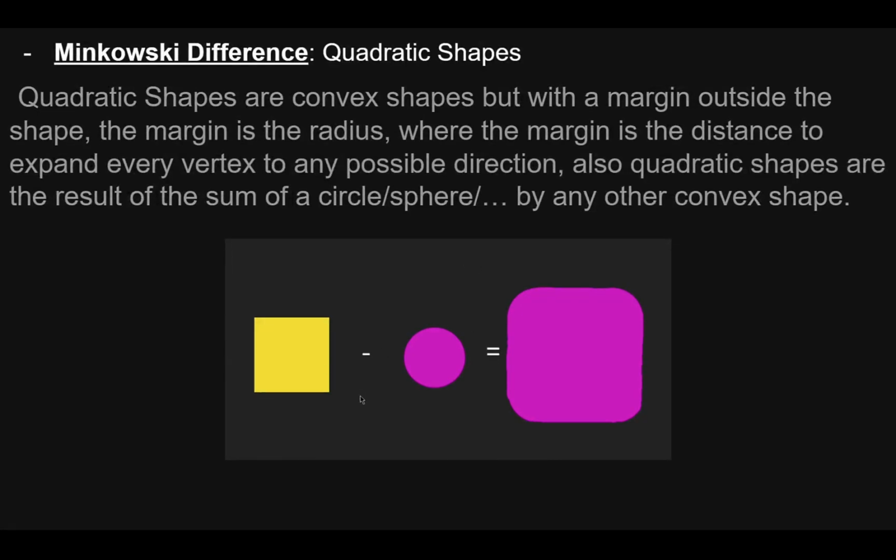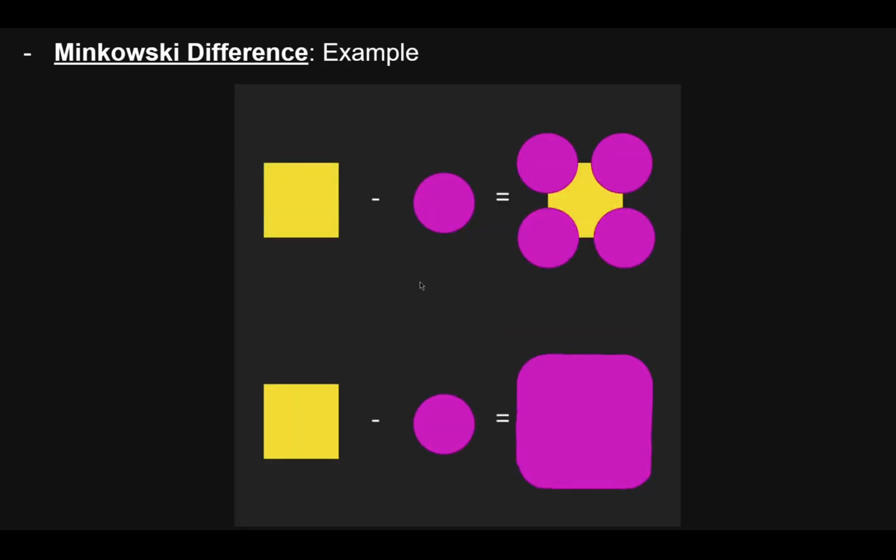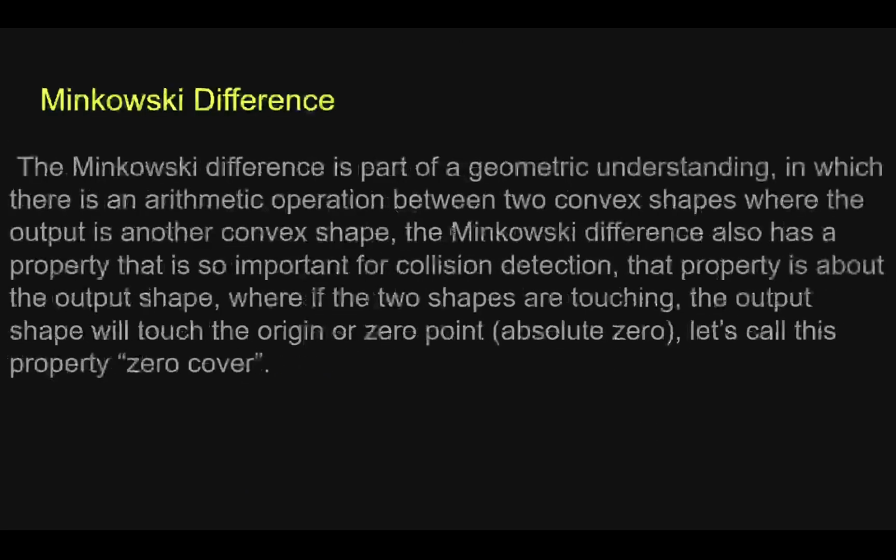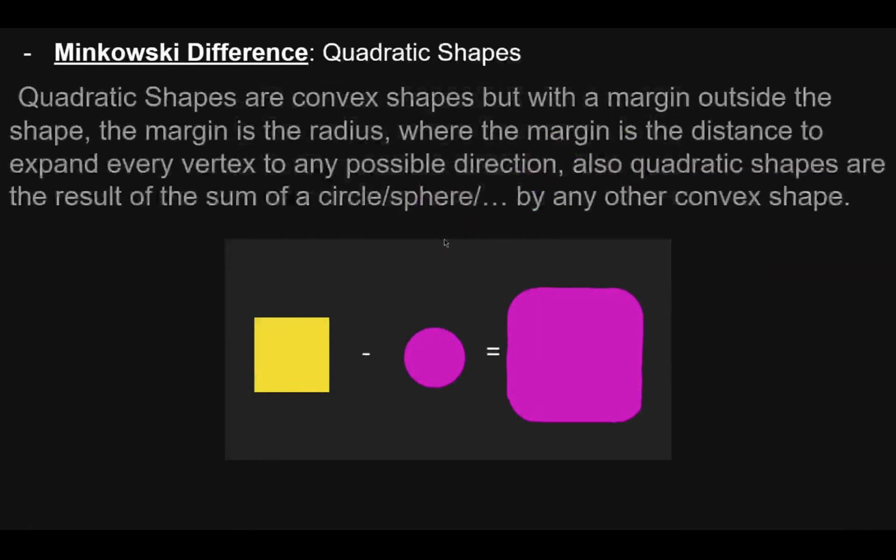Here, this is actually the Minkowski difference of a square and a circle. Minkowski's difference and Minkowski's sum are actually the same. I think it's just for this case, because the circle has a radial symmetry. Right. Okay.